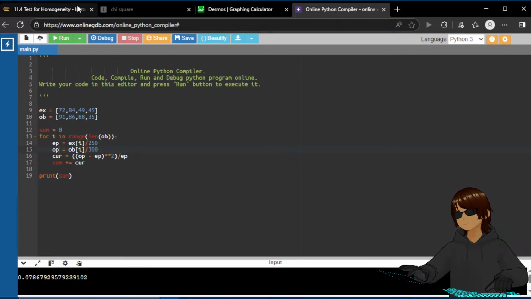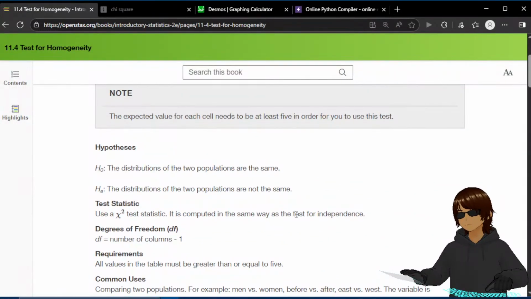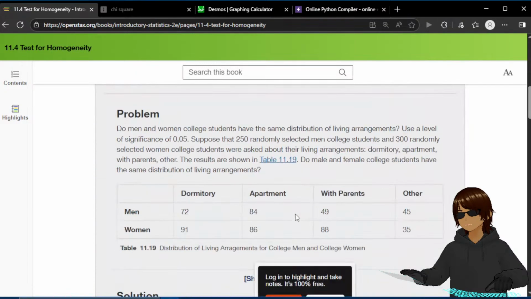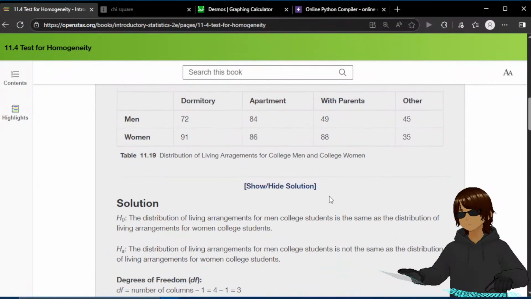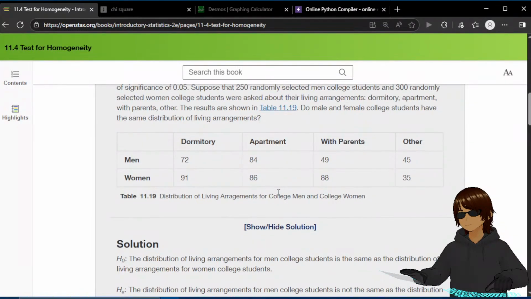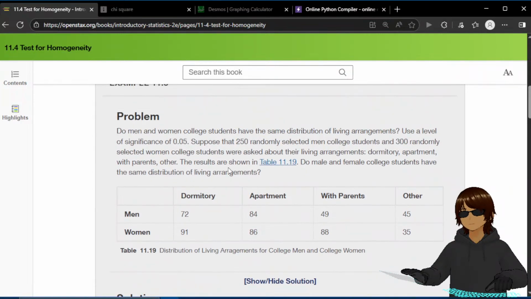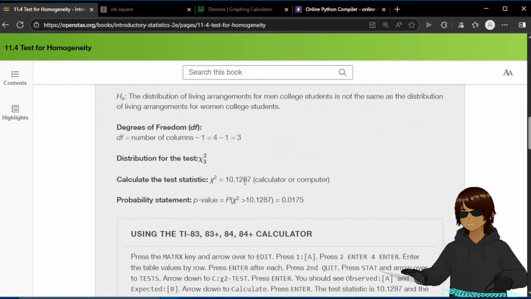No, this isn't it. They say we calculate the same way as the test for independence. Test for independence is like if men and dormitory were, if the gender and the apartment were independent, like that. I want to see how this is calculated.